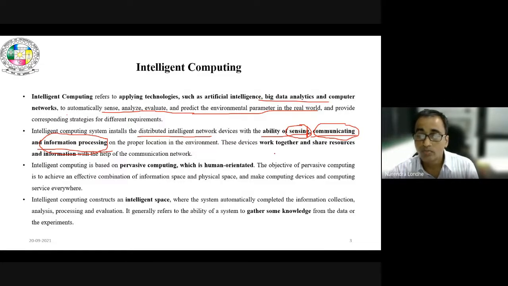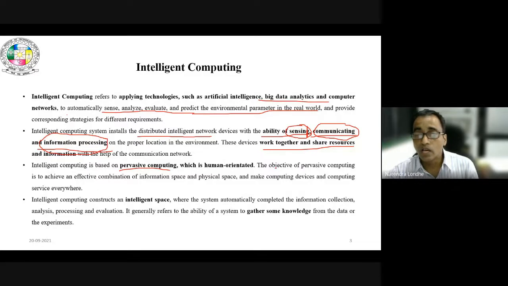So these devices, basically sensors, communication, and the processors, they work together and share resources and information with the help of a communication network, right? So based on pervasive computing, which is human oriented, this intelligent computing is actually designed.